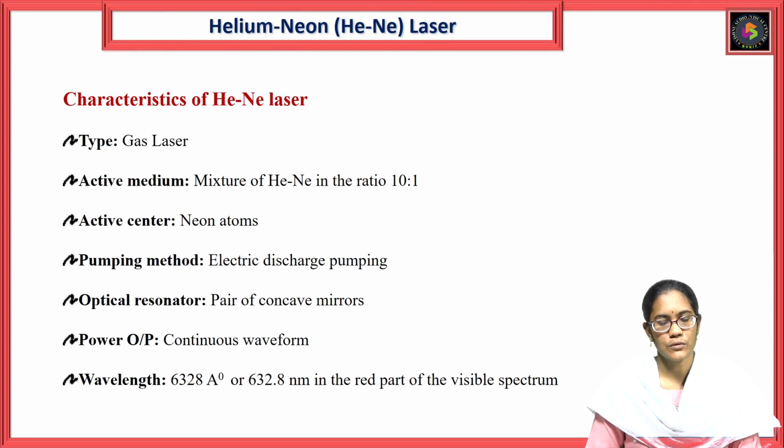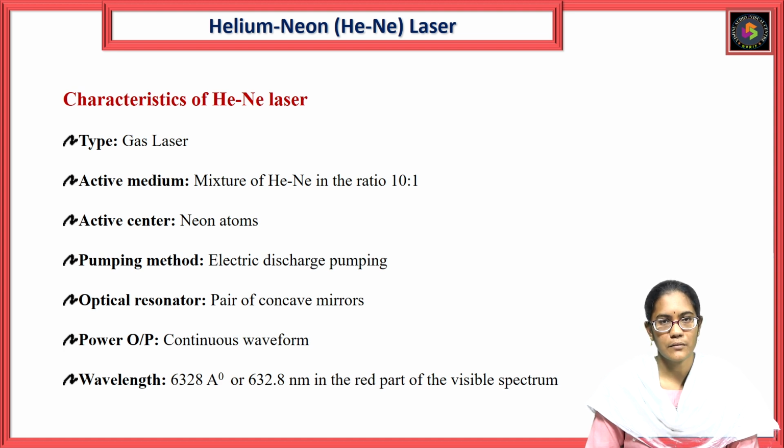Before discussing the helium neon laser, first I'll explain its characteristics. The type of laser is a gas laser. Why? Because here we are using two inert gases, helium and neon, as a mixture in the ratio of 10:1. The active medium is the mixture of helium and neon in the ratio of 10:1. Here the active medium is available in atomic form, and the active center is the neon atoms. The neon atoms are responsible for the lasing action.